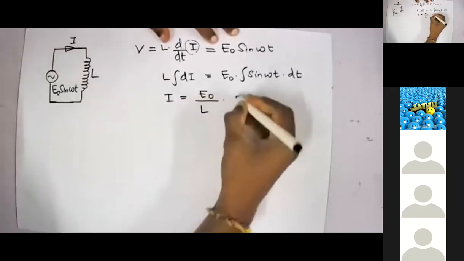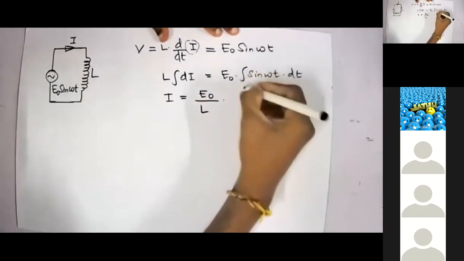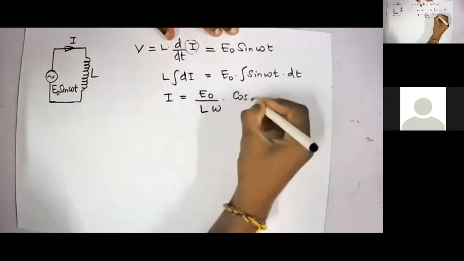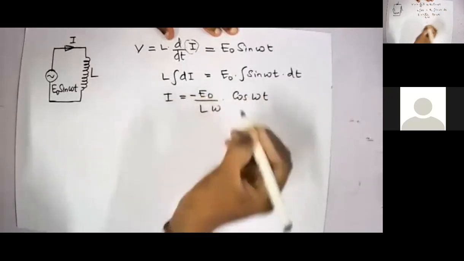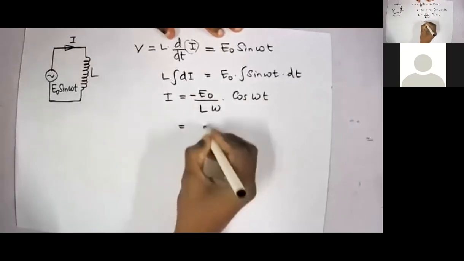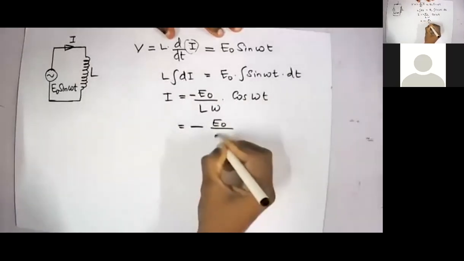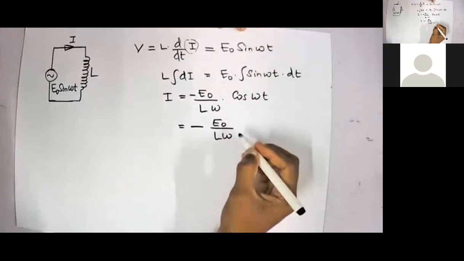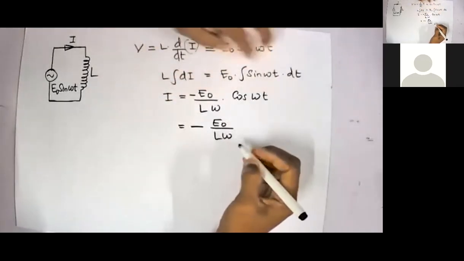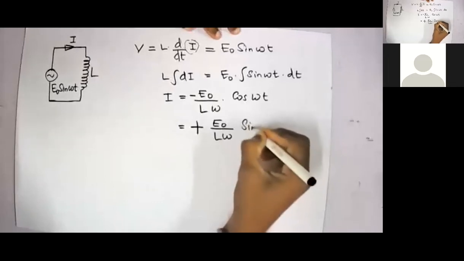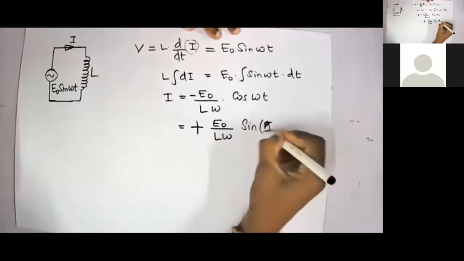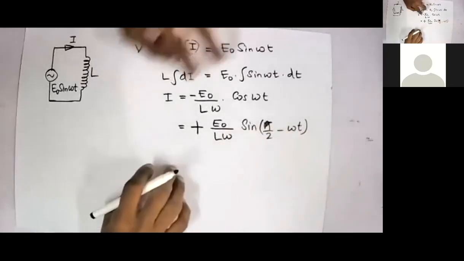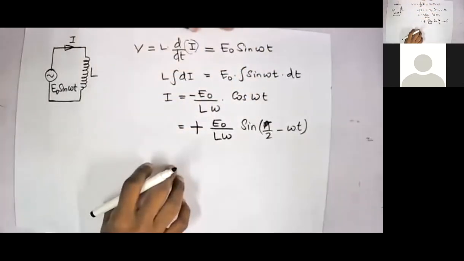Clear? So integration of sine omega t dt, I can put the omega here, cos omega t, and I have a minus. So I can write this one as minus E naught divided by L omega into cos omega t. There is a minus. So I can write minus cos omega t as sine of pi by 2 minus omega t. Sine 90 minus theta will be minus cos theta, so this minus becomes plus.